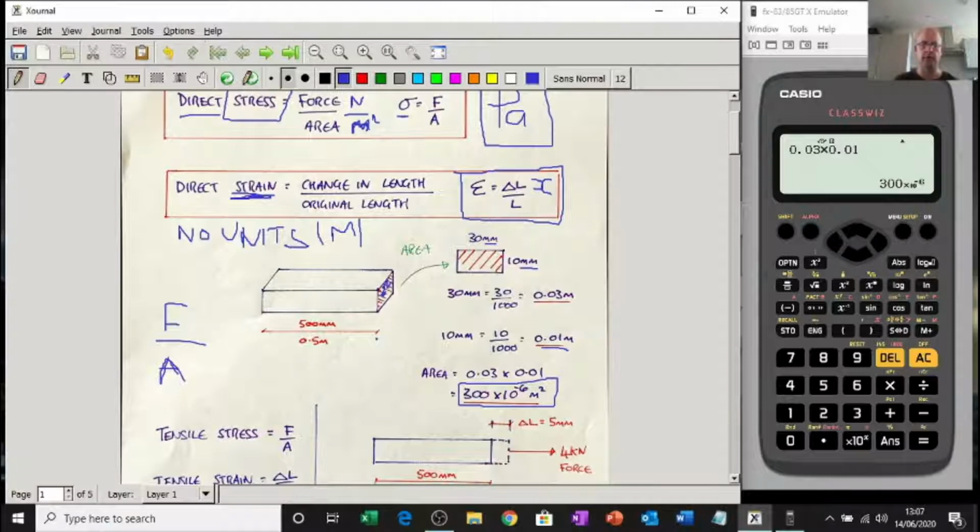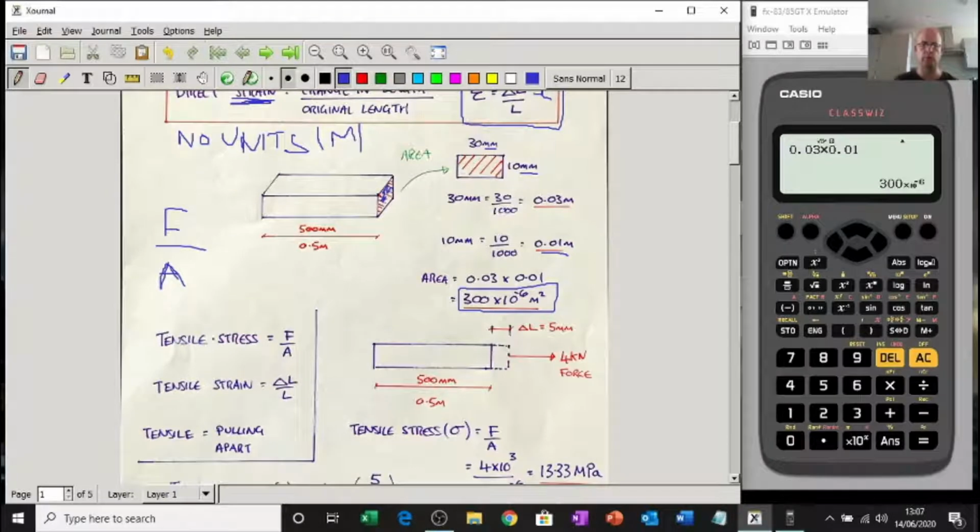So now we've got that, we can work out stresses. The first one we'll talk about is tensile stress, and tensile strain. Stress is still going to be force over area, and strain is still going to be change in length over original length. Tensile is pulling apart. It's like your Stretch Armstrong: when you pull it apart, it will stretch. So when something's in tension, it's being pulled apart.